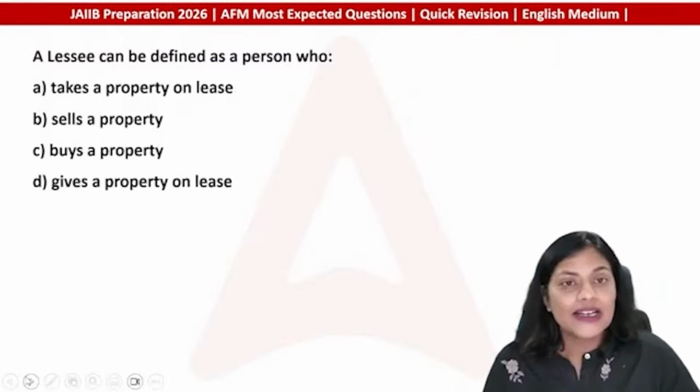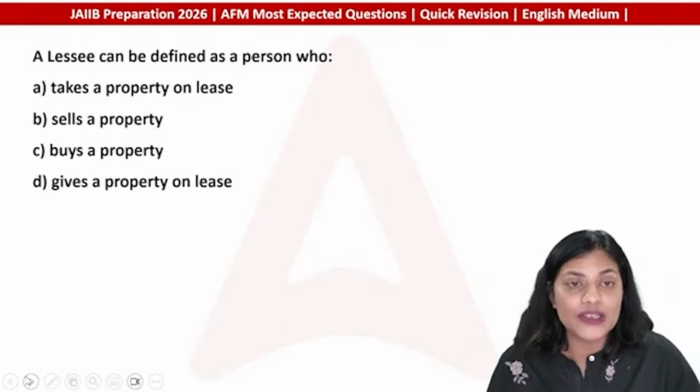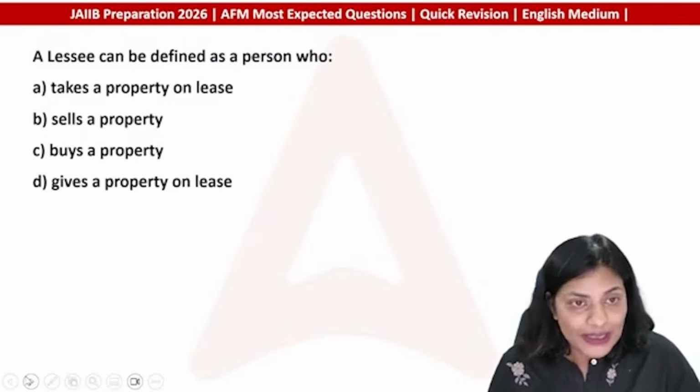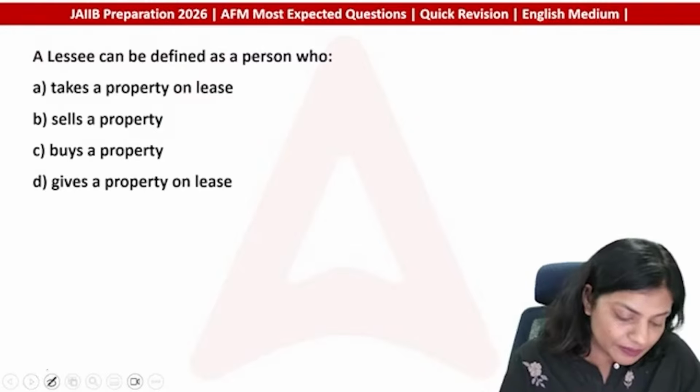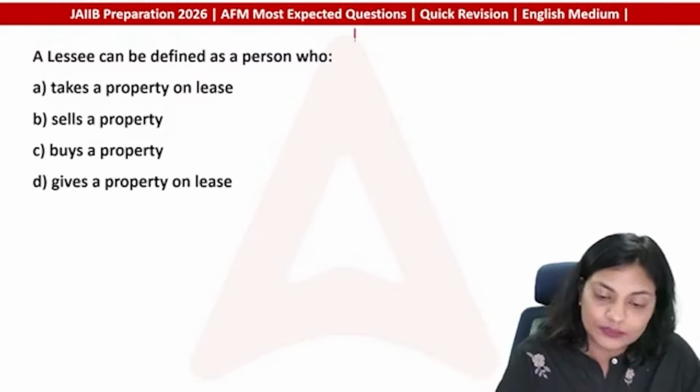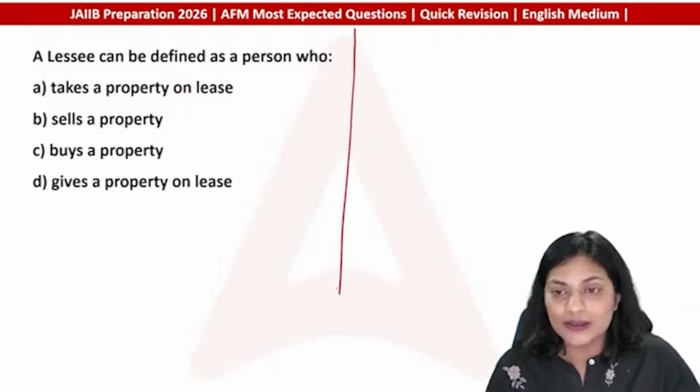Then, a lessee can be defined as a person who takes a property on lease, sells a property, buys a property, or gives a property on lease. What would be the right answer?